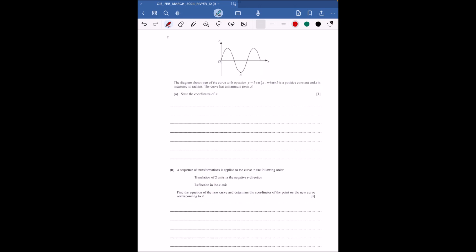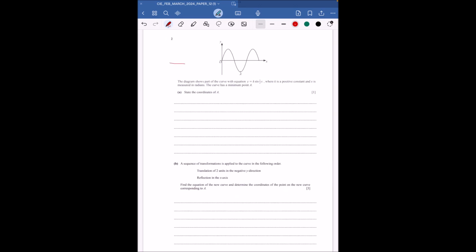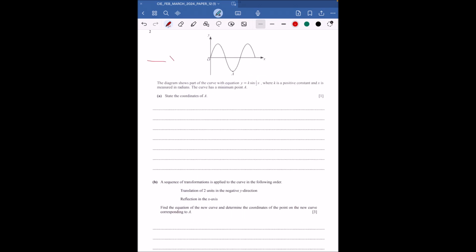I think some of you are scared of transformations. All right. You can easily see this is a sine graph. The first thing I'll do is draw the sine graph. The sine graph is like this. This is 2 pi. Here is pi. Here is 2 pi.